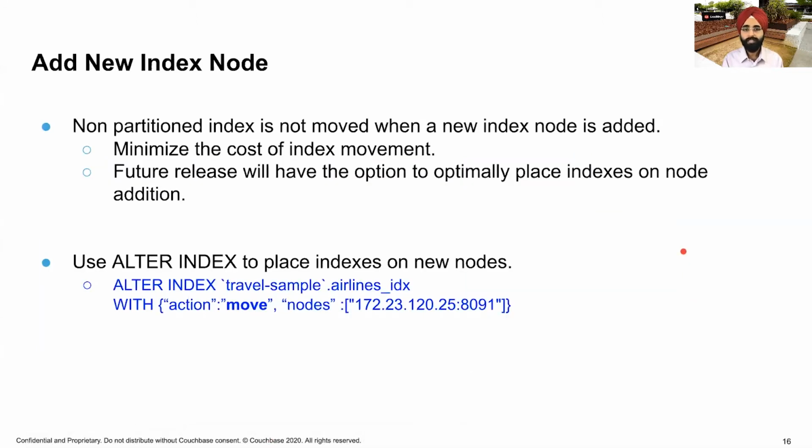So a non-partition index is not moved when a new index node is added. This is done to minimize the cost of index movement, because moving an index is equivalent to creating the index from scratch. But in future versions, there will be an option to optimally place indexes on node addition as well, so that there's no manual work required for the administrator to move indexes around. As of now, alter index can be used to place indexes on a new node.